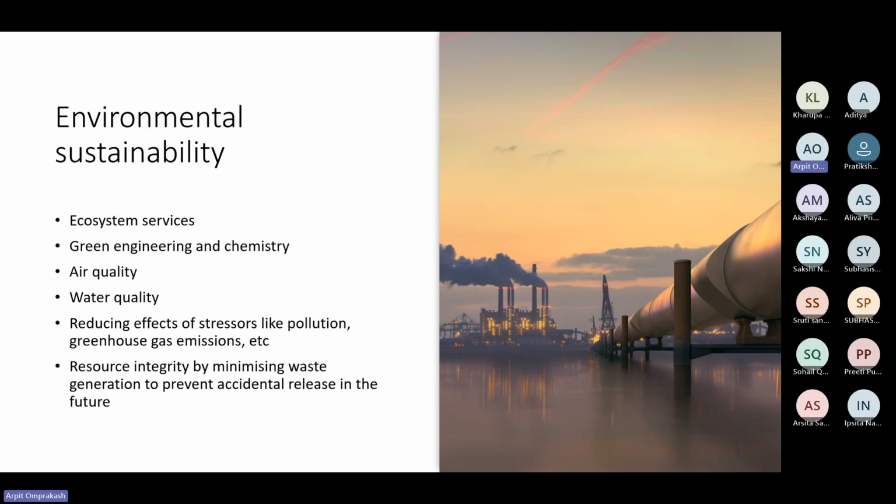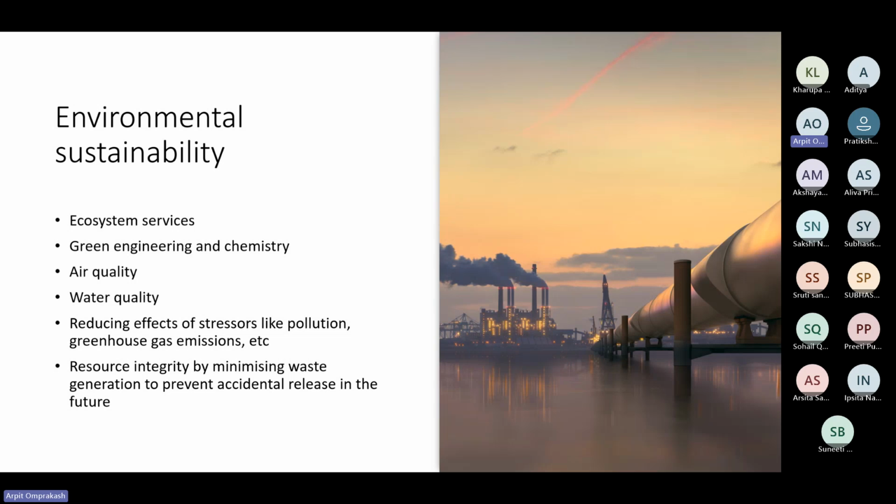Then air quality, water quality, so reducing the amount of air pollution and water pollution that we create by treating waste water and air waste that is coming out of factories and things like that. Then reducing the effects of stressors like greenhouse gas emissions, pollution. So for all the greenhouse gases that have already been emitted, how can we reduce the effect of that so that we can reduce or alter the effects of global warming and climate change? Then resource integrity by minimizing waste generation.